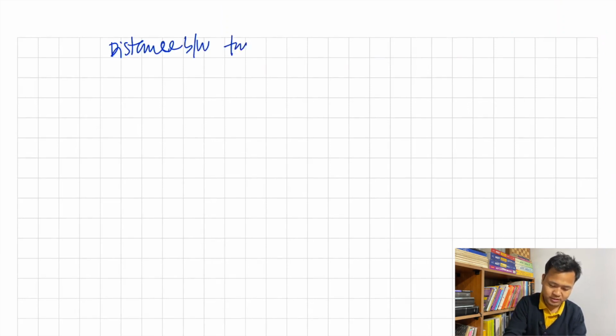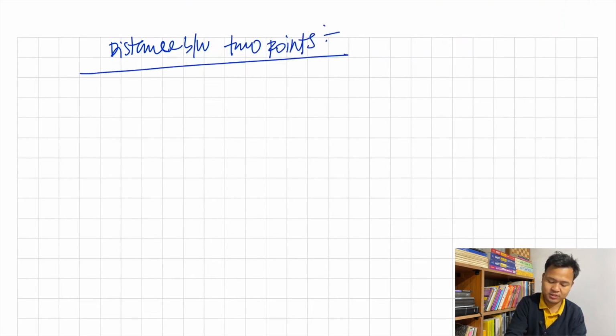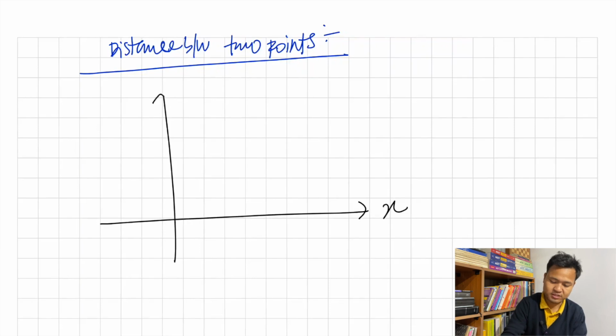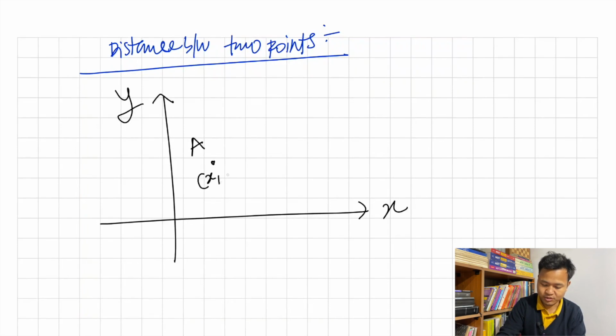Before going into straight lines, we must have the idea of distance between 2 points. So distance between 2 points. If I have a point on the xy coordinate system, first point A, let's say the position is x1, y1. I have another point B, with coordinates x2, y2.